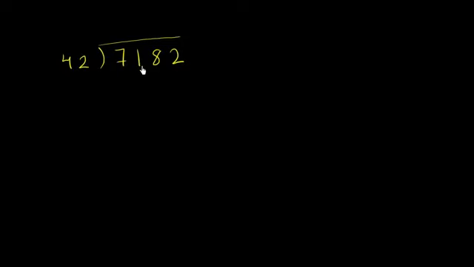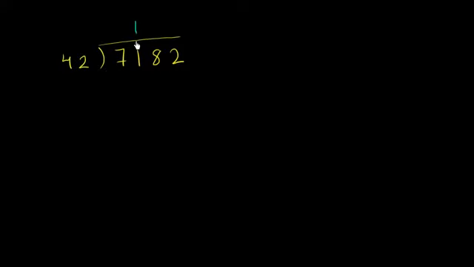Let's divide 7,182 by 42. And what's different here is we're now dividing by a two-digit number, not a one-digit number, but the same idea holds. So we say, hey, how many times does 42 go into 7? Well, it doesn't really go into 7 at all, so let's add one more place value. How many times does 42 go into 71? Well, it goes into 71 one time.